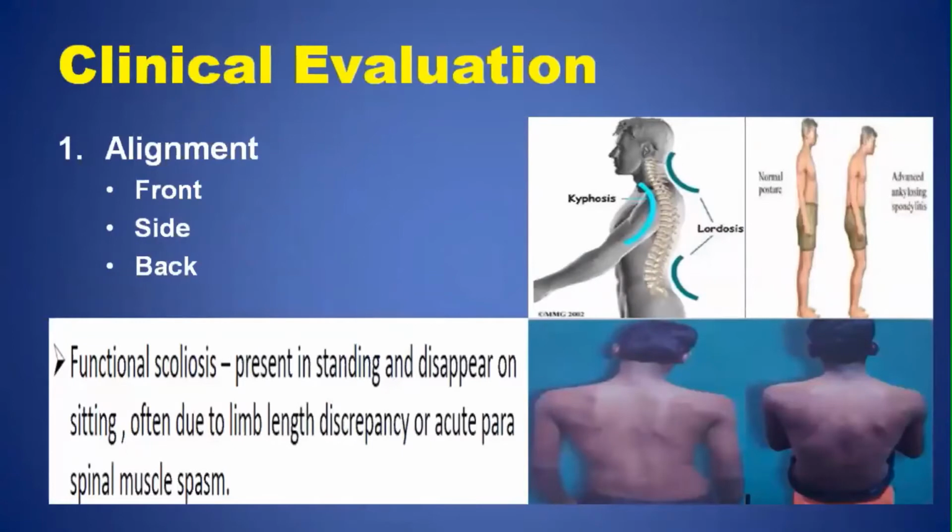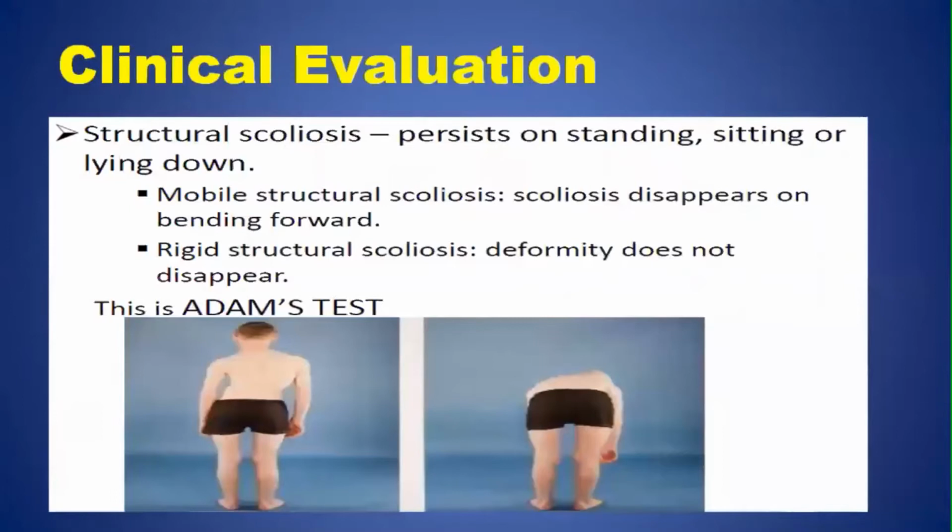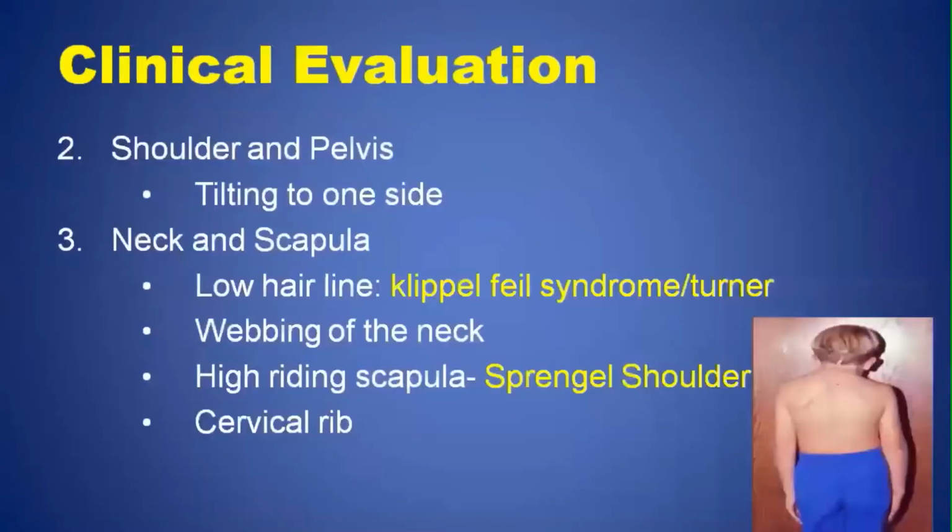Sometimes patients present with a functional scoliosis that is present in the standing position due to disc herniation and paraspinal muscle spasm. However, it will disappear in sitting and supine positions. However, the structural scoliosis will persist even on standing, sitting, and lying down. This is called the Adams test.